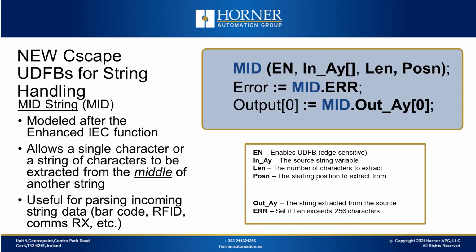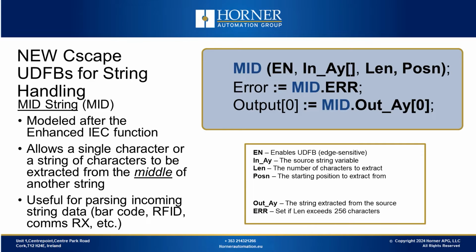One popular instruction to do this is mid. This is a function block that allows you to extract a series of characters from the middle of a source string. This UDFB has 4 inputs. These are enable, as it only operates on the leading edge of enable, a source string called input array, a length input variable, which specifies how many characters we will extract from the source string, and a position variable that specifies where within the source string is the first character we will extract.